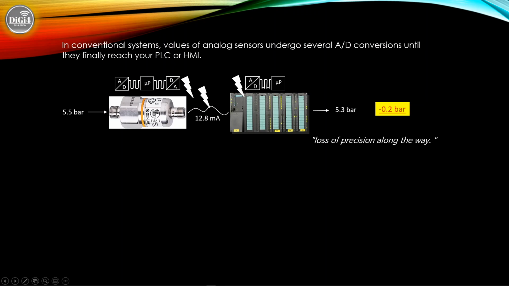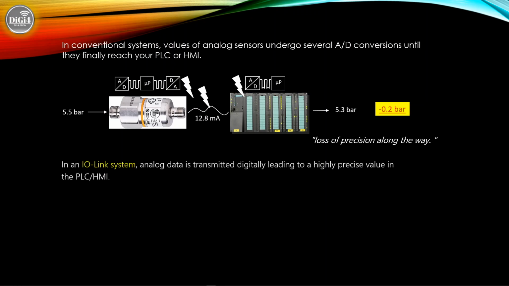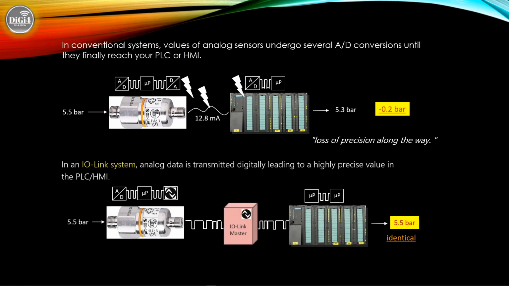In an IO-Link system, there is only one conversion of analog to digital. The IO-Link Master will transmit the digital data directly to the PLC. It could be through PROFINET, EtherNet/IP, Modbus, or EtherCAT industrial protocol.